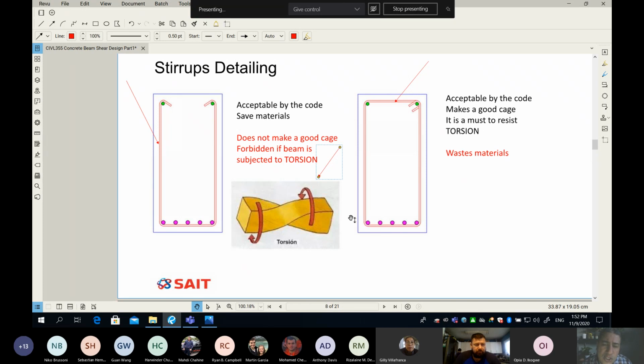If the beam has torsion, this on the left here is forbidden. If your beam is subjected to torsion, this detail is forbidden. And which one should we do? We do the one on the right because it forms like a closed loop and it works in torsion. This one here doesn't do anything in torsion because we have kind of continuous stress around the beam.